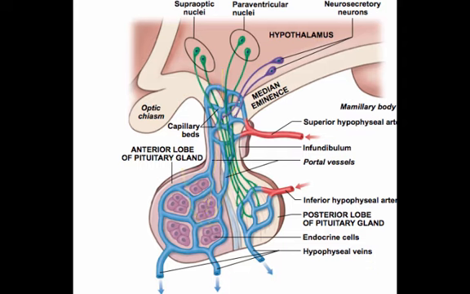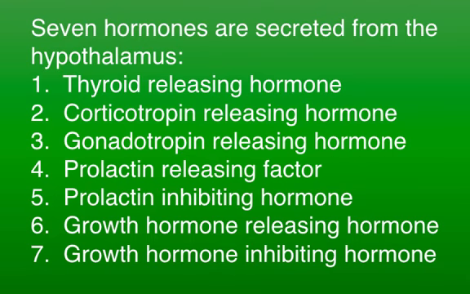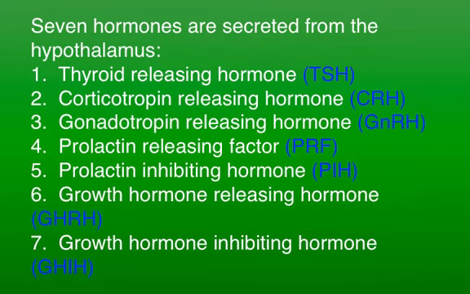Once these regulatory hormones reach the anterior lobe of the pituitary, they will trigger the release of other hormones. There are 7 regulatory hormones that the hypothalamus releases that you will need to understand: thyroid-releasing hormone, corticotropin-releasing hormone, gonadotropin-releasing hormone, prolactin-releasing factor and prolactin-inhibiting hormone, growth hormone-releasing hormone, and growth hormone-inhibiting hormone.